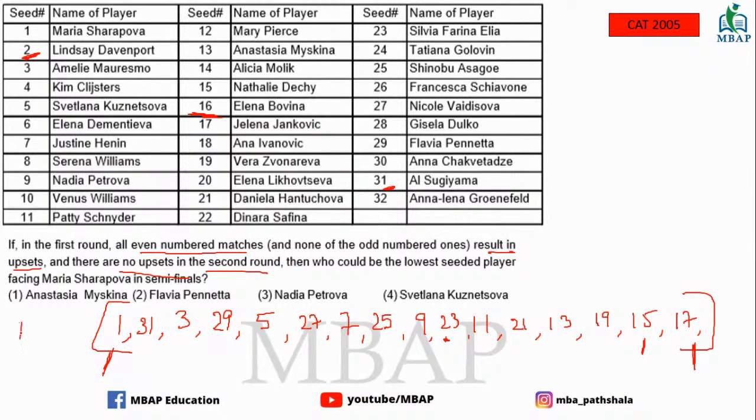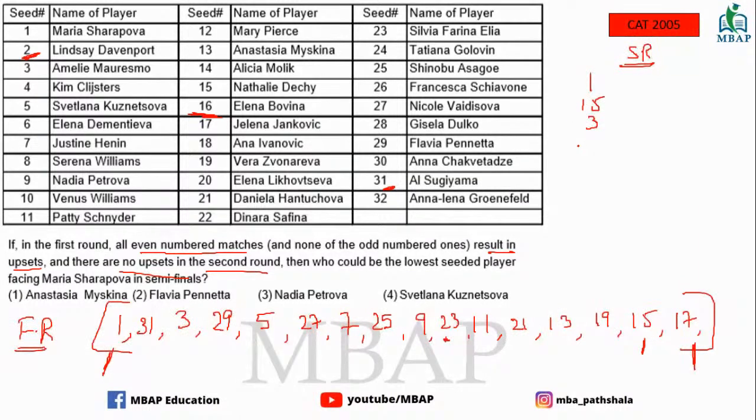Now, there is no upset in the second round. This is the first round, guys. I hope it is clear to you. Now I'm plotting the second round here. In the second round there is no upset at all, which means the first player is going to win. Between 1 and 17, the first player wins. Between 31 and 15, 15 is going to win. Here 3 is going to win.